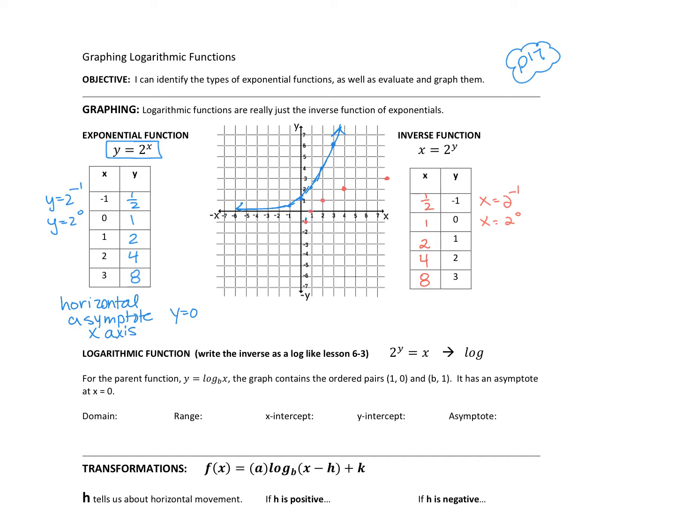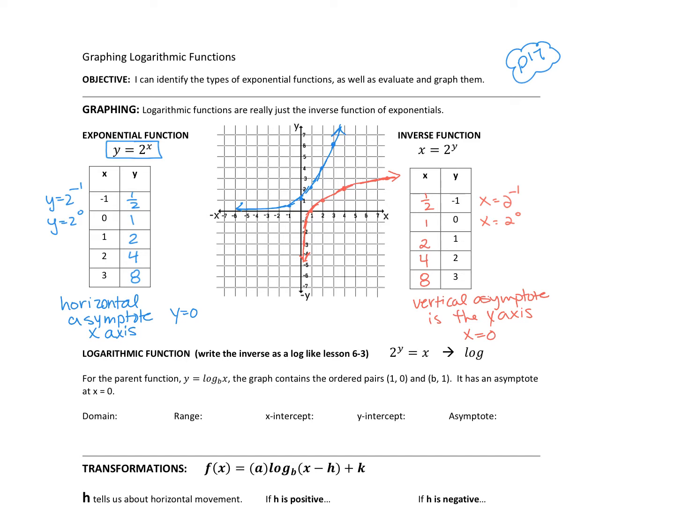So now we're going to connect these points, but the difference is this graph now is slowly growing upwards, very slowly, and it comes really close to our y-axis but doesn't cross. So now we have a vertical asymptote. Our vertical asymptote is the y-axis, and that is the line x equals 0.